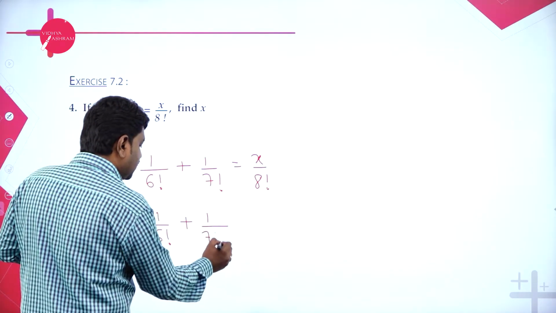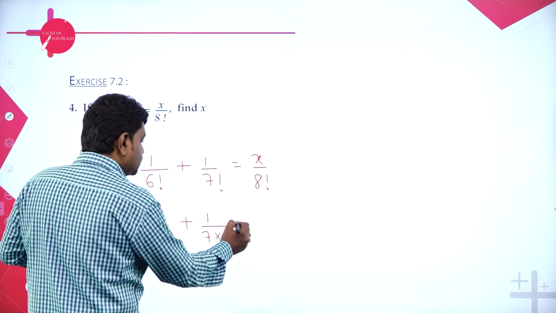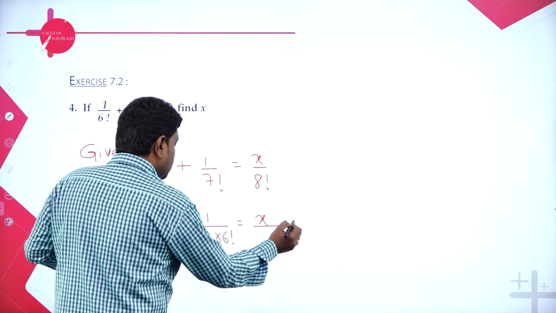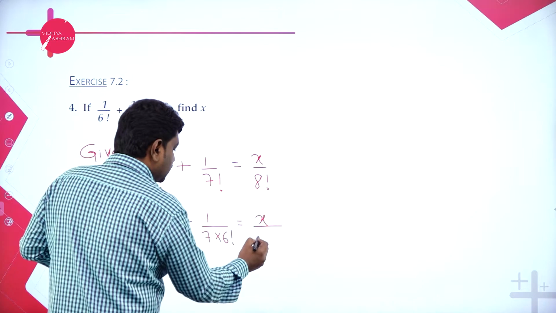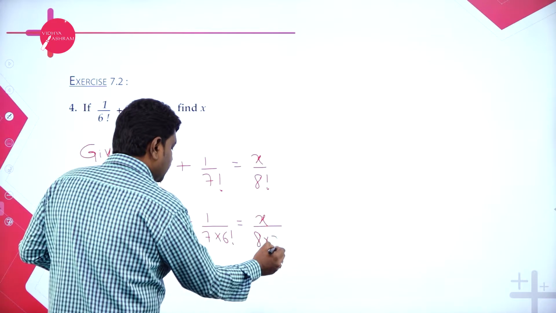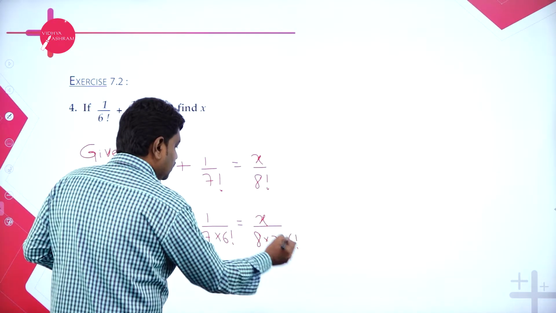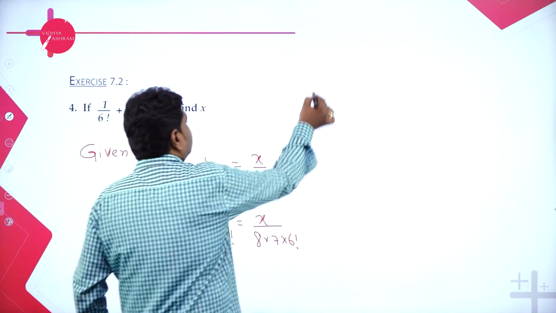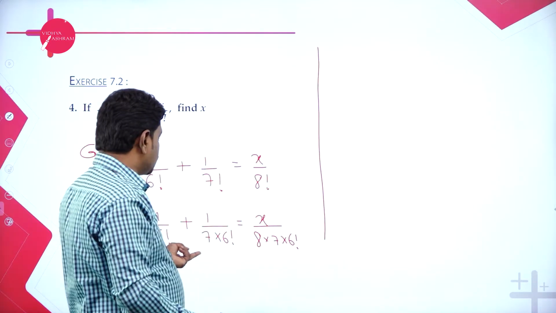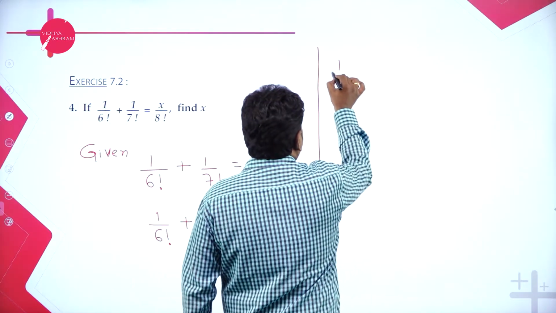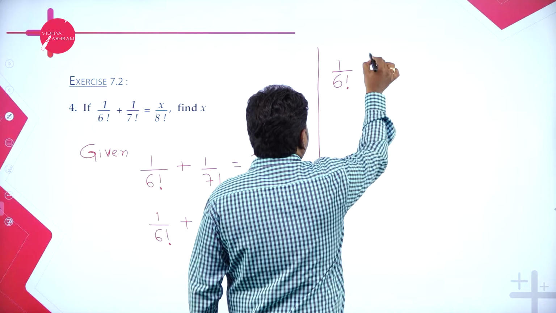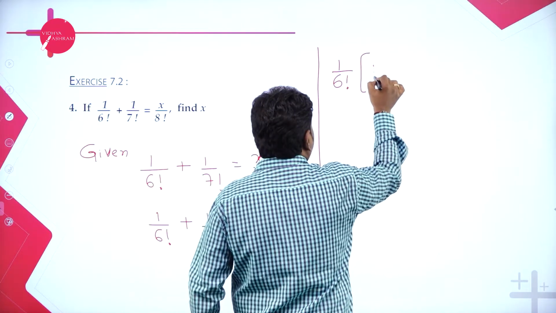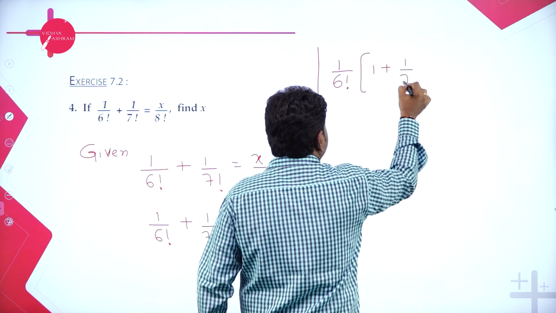Can I write it as 7 into 6 factorial is equal to x by, this I can write it as 8 into 7 into 6 factorial. So that I can take 6 factorial common and I can cancel the terms. So now in the denominator of these two I have 6 factorial. I'll take 6 factorial common. 1 by 6 factorial if I take common, I am left with 1 plus 1 by 7.